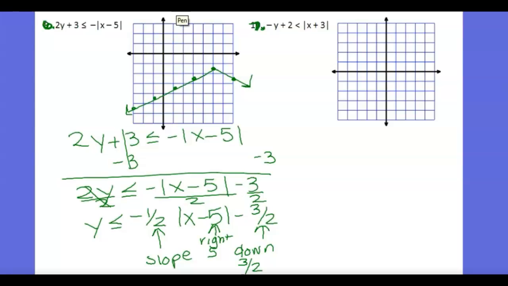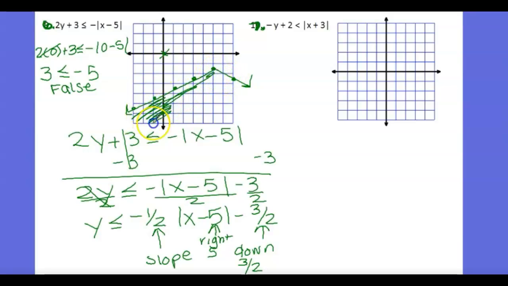Now, the only time you can't pick a test point of 0, 0 is if your absolute value goes through 0, 0. So in this case, plugging in that 0, 0 test point gives me that 3 is less than or equal to a negative 5. So that is false. So since our test point is false, we do not shade where our test point is, which means once again, we are shading inside our absolute value.